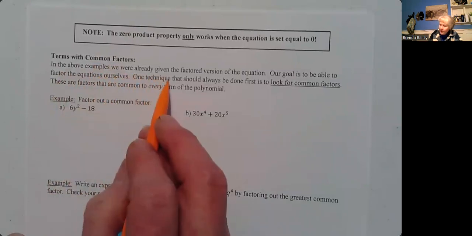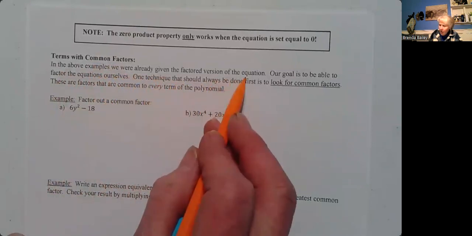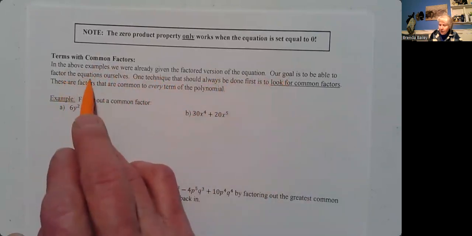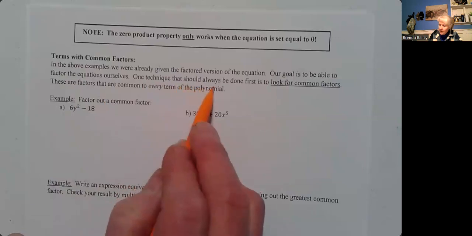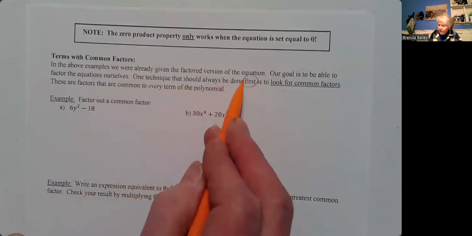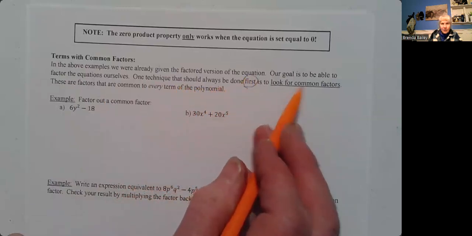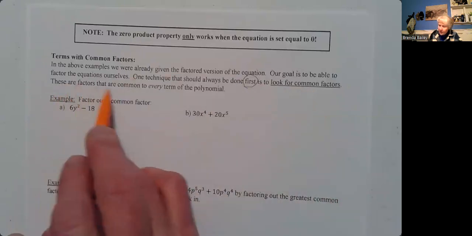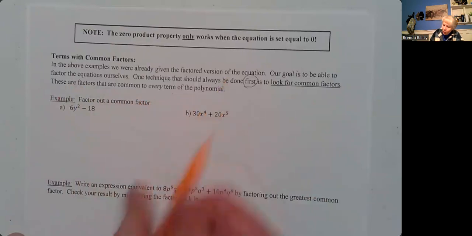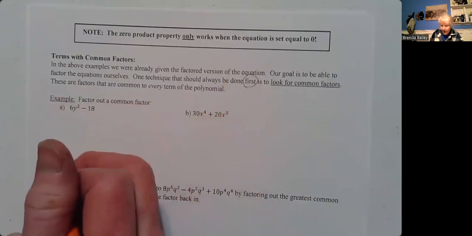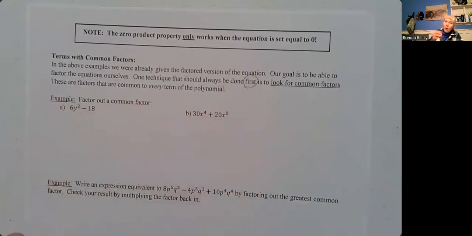In the above examples, we were already given the factored version of the equation. Our goal is to be able to factor the equation ourselves. One technique that should always be done first is to look for common factors. These are factors that are common to every term of the polynomial. So we're going to look for the greatest common factor, and we're going to take it out.